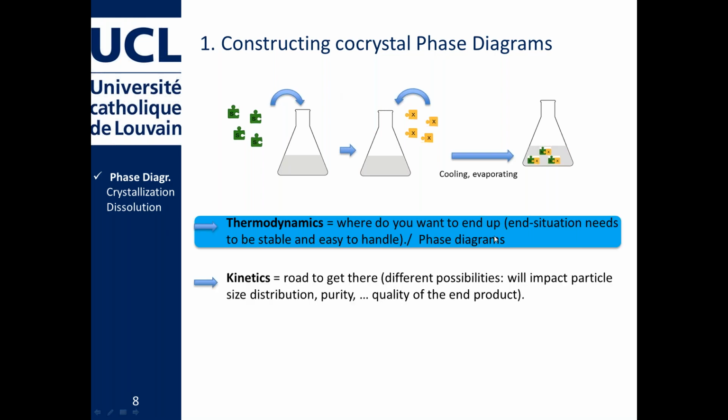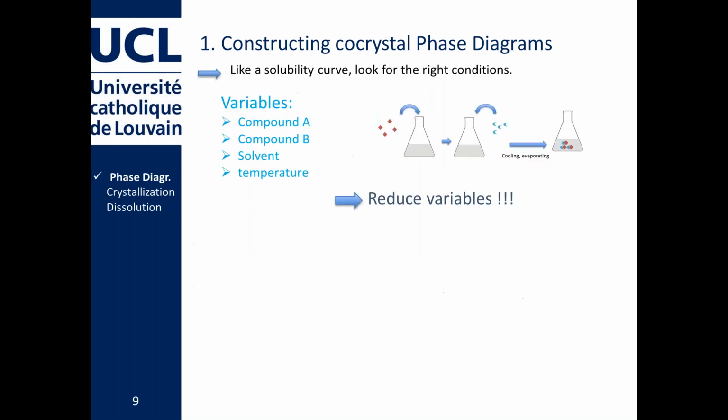Then you also want to take into account kinetics. Kinetics is the road to get there. How do I get to my stable state? It's a little bit like for polymorphs. Thermodynamics would tell you which is the most stable polymorph at the end. Kinetics is the road to get there, so you might pass through an unstable polymorph. It will be the same idea with co-crystals. Now let's kick off first with thermodynamics and let's look at phase diagrams.